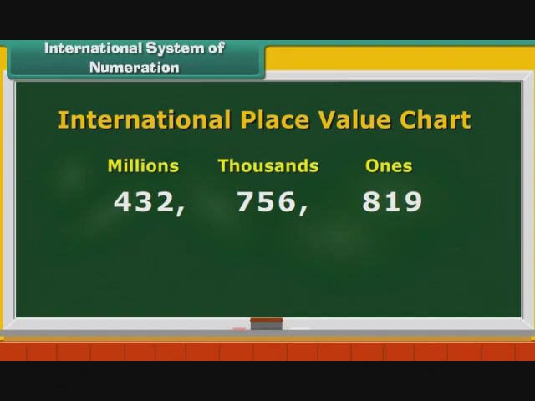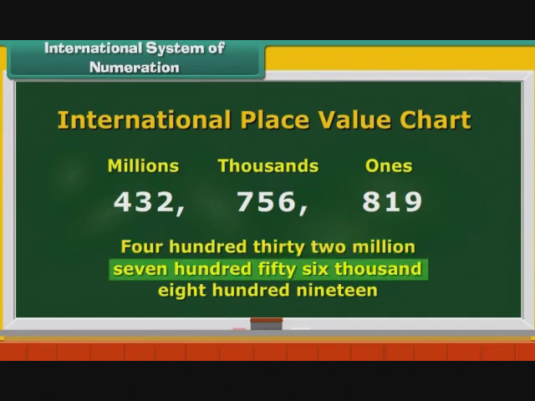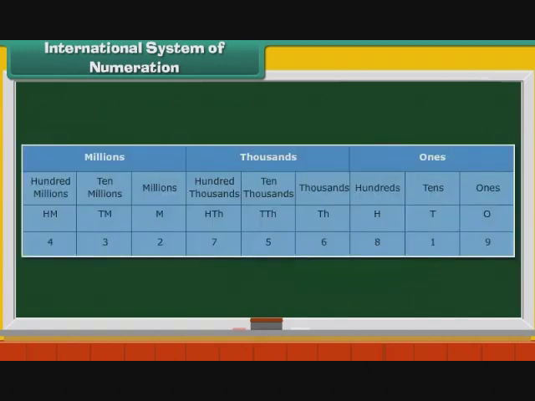Now, let us read the number from left. It is 432,756,819. Let us look at the International Place Value Chart in detail. The ones group has three digits 9, 1, and 8. Each of these digits has a specific place. They are ones, tens, and hundreds.